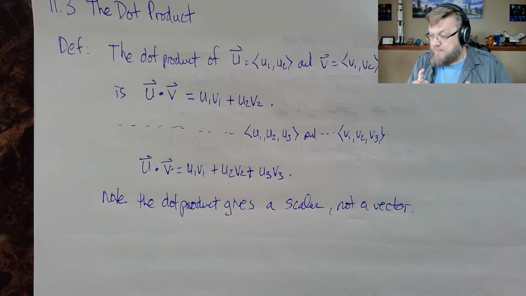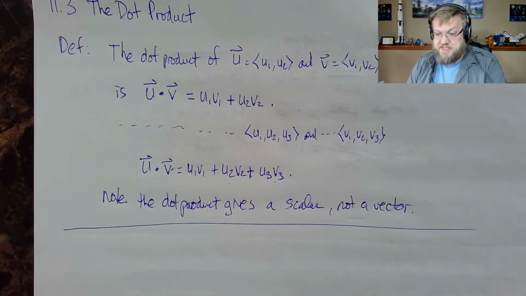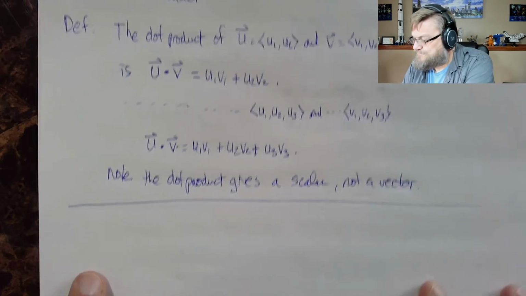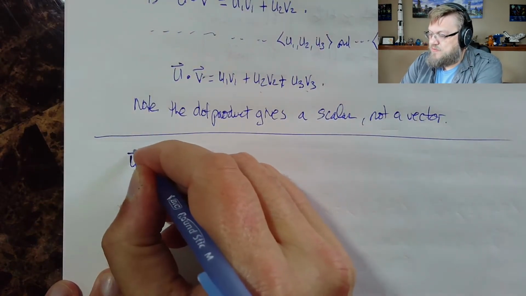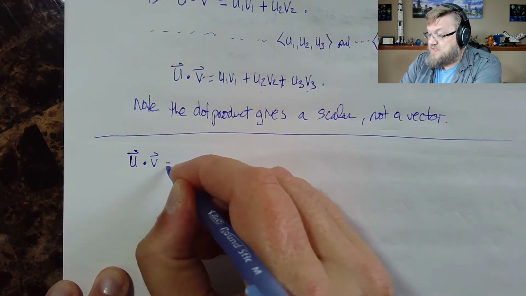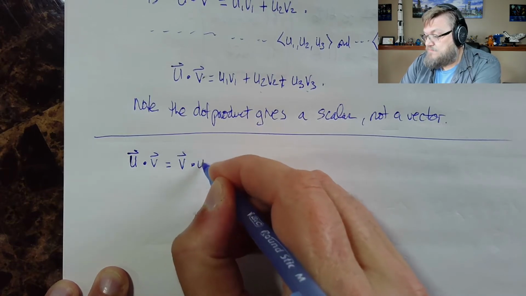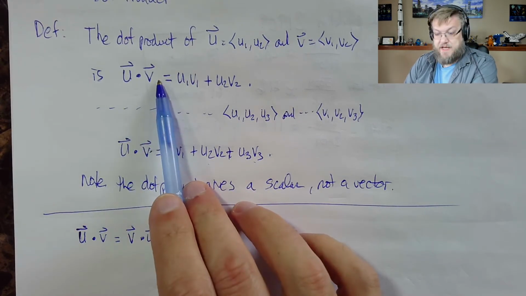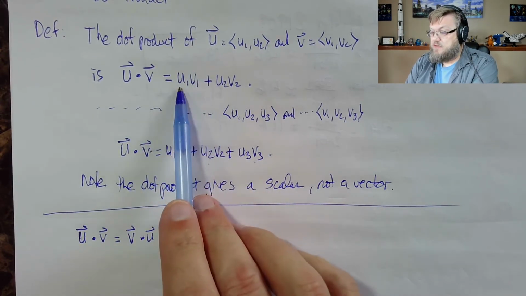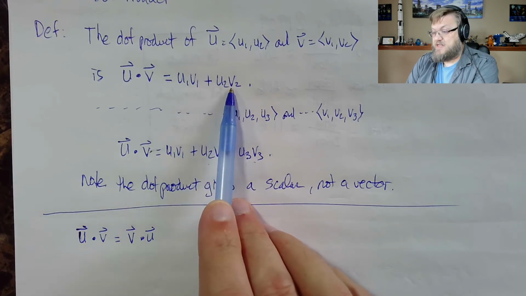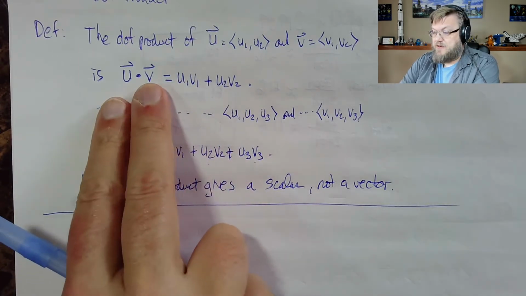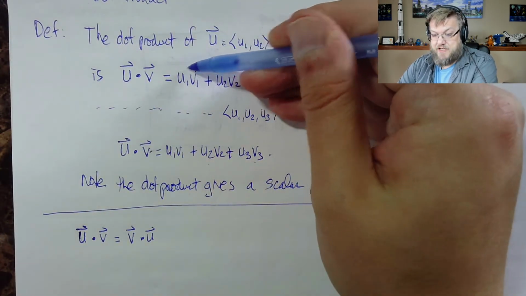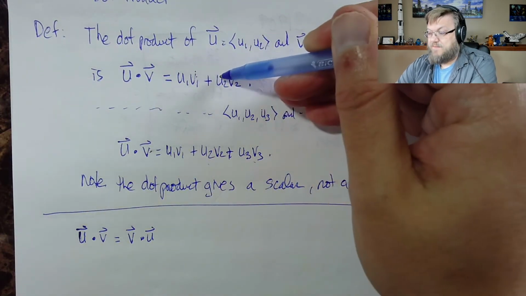So, about commutativity, I want to ask the question, is it the same thing if I do U dot V? Is that the same thing as V dot U? Well, what do you think? When you look at the definition of U dot V, it's the components of U times the components of V, and then added together. V dot U would literally be the swap of this, which would mean it was V1 U1 plus V2 U2.